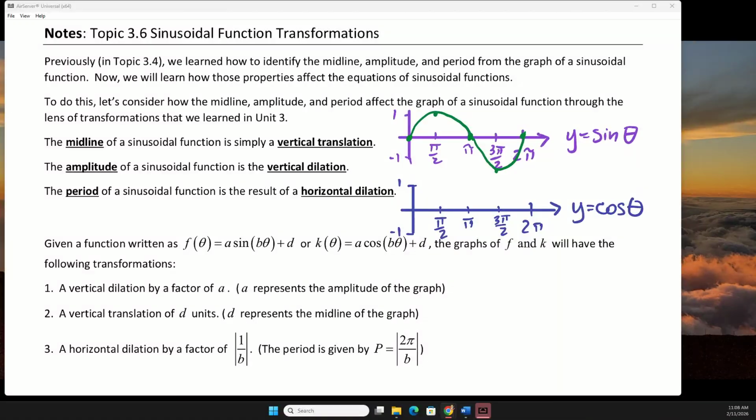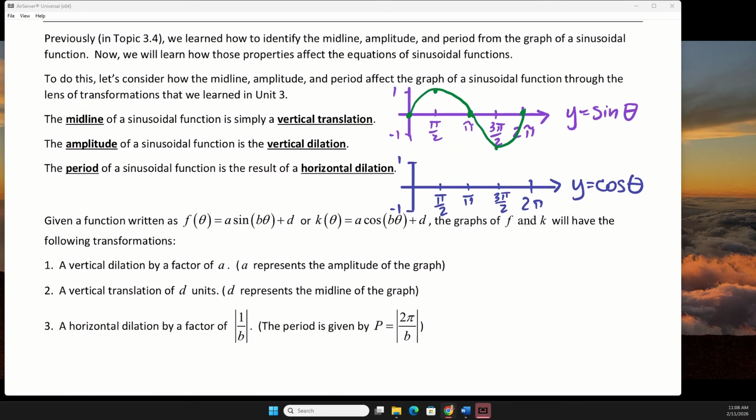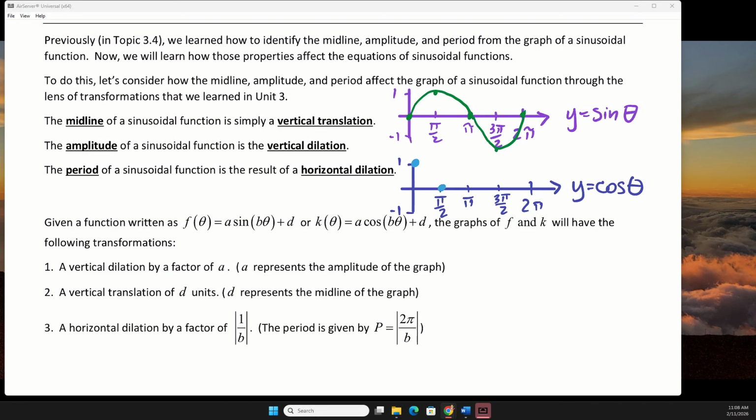So do you guys remember the cosine of 0? Cosine of 0 is 1. The x-coordinate at 0 is 1. Pi over 2 is 0. Cosine of pi is -1. And then 0. And then 1. Alright, so that's one period of the cosine of theta, the parent function.